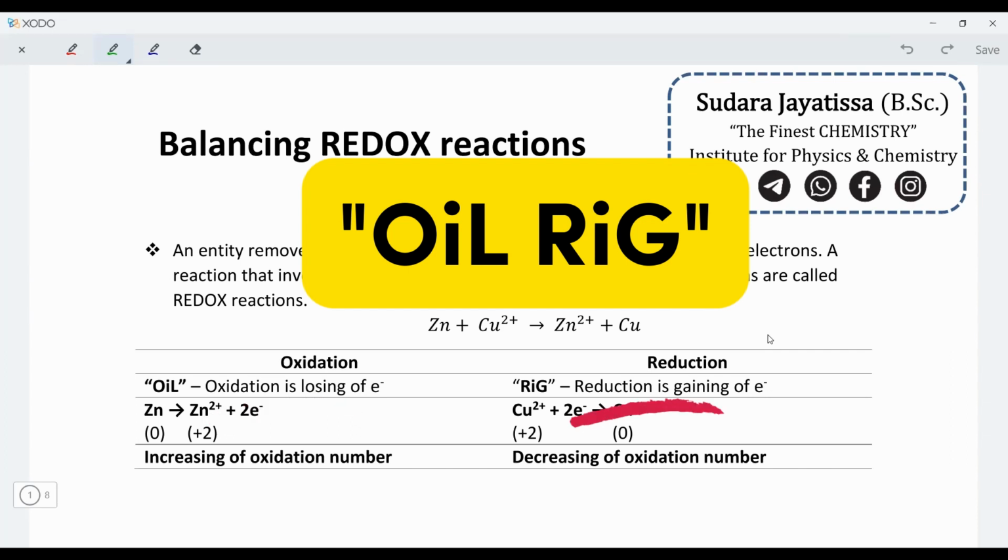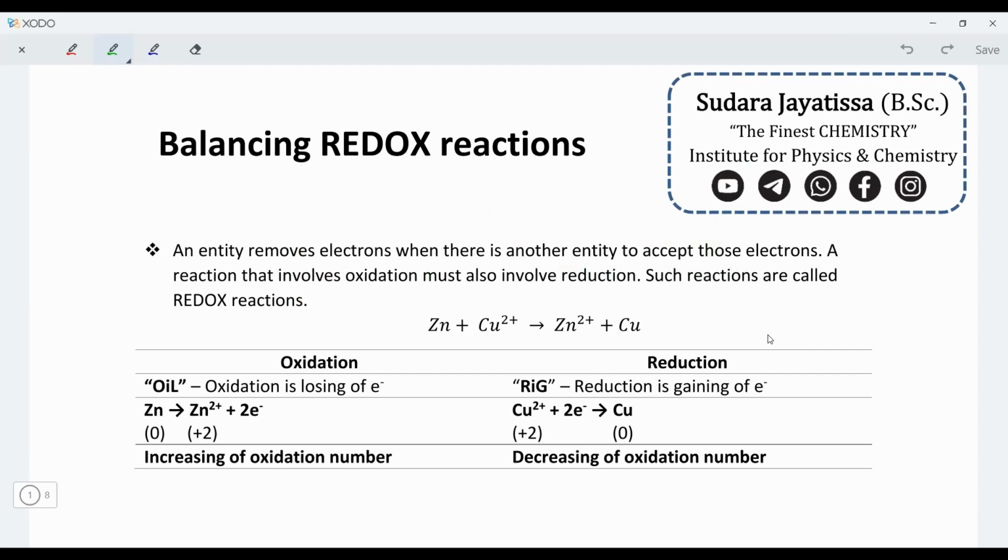And you can say the same thing using oxidation numbers also. You can see the zinc oxidation number has increased and the copper oxidation number has decreased, right? So increasing oxidation number is oxidation, decreasing oxidation number is reduction. You can easily understand that the 2 electrons lost by zinc are gained by copper.